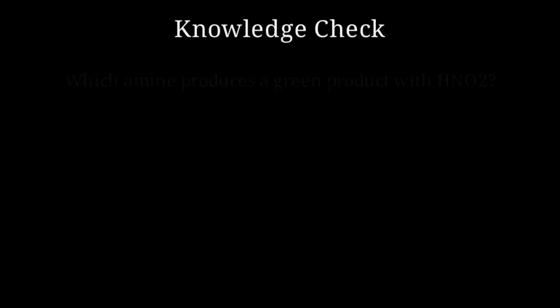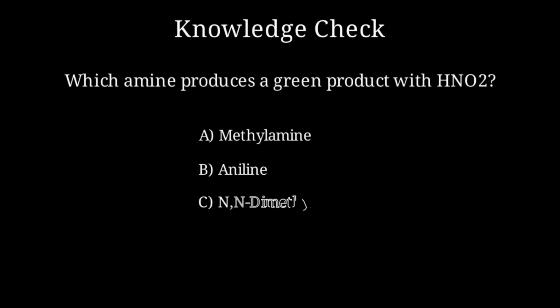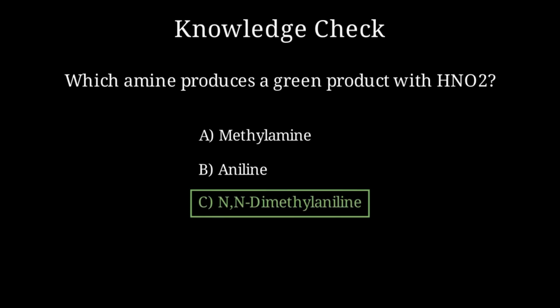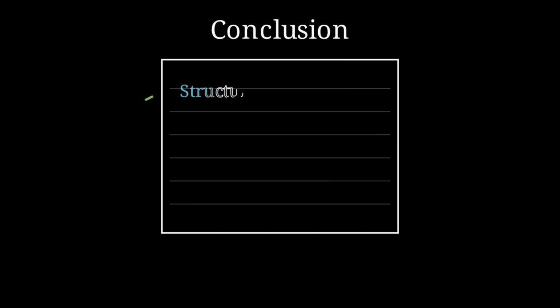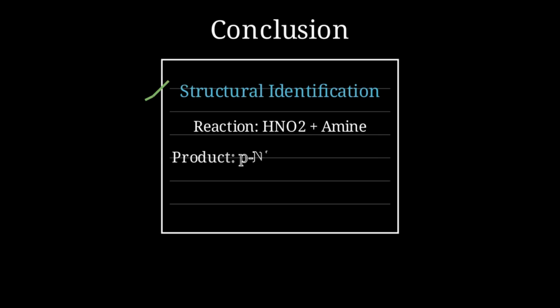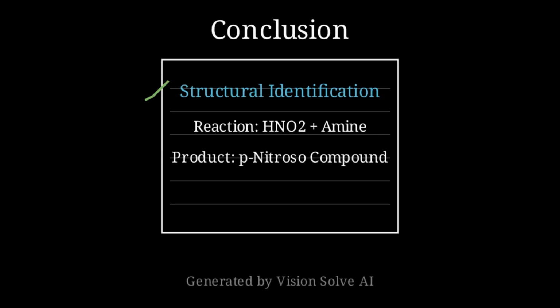Test your knowledge: which of these would produce a bright green product when reacted with nitrous acid? The correct answer is C, N-dimethylaniline, due to the electrophilic aromatic substitution at the para position. Understanding these reactions is essential for identifying unknown amines and for synthetic organic chemistry. By observing gas evolution or color changes, we can determine the exact nature of the amine.